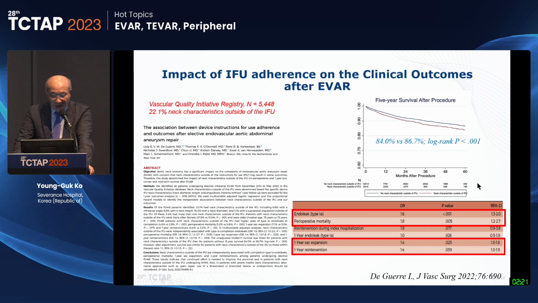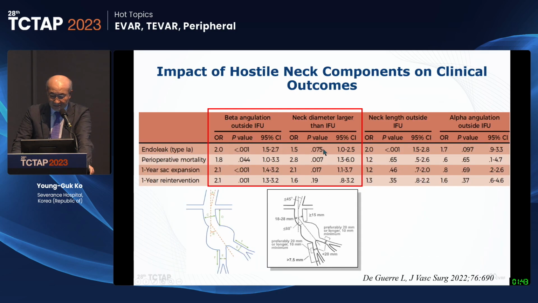And I think the impact of the IFU adherence is very important. And this study showed about 20% of cases showed characteristics outside of IFU. And there was a significant difference in the 5-year survival between adherence to the IFU and non-adherence to the IFU. And also the type 1 endoleak and perioperative mortality, 1-year SAC expansion, and 1-year reintervention rates showed better outcome with the adherence to IFU.